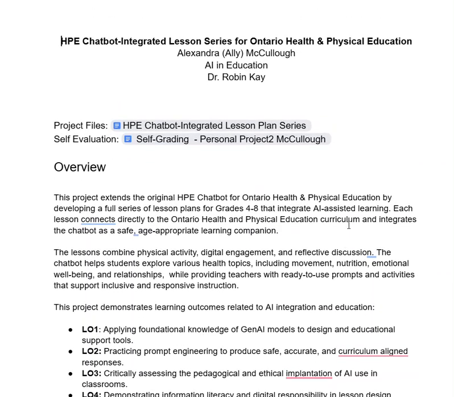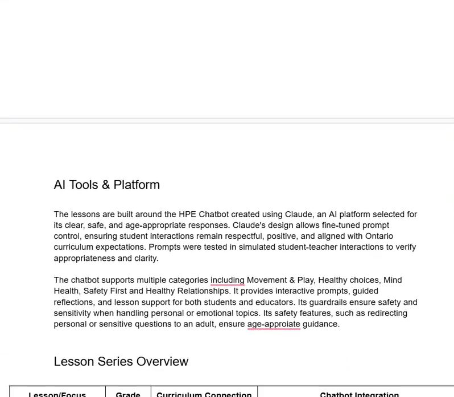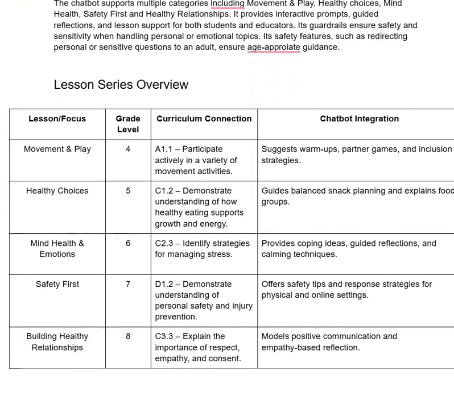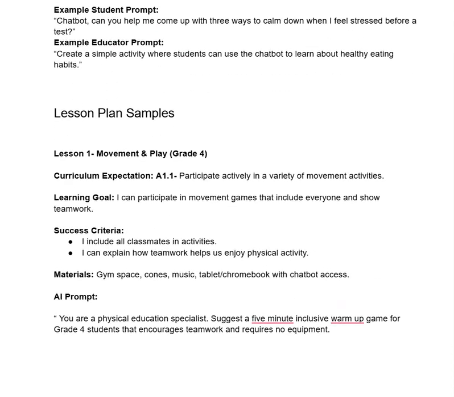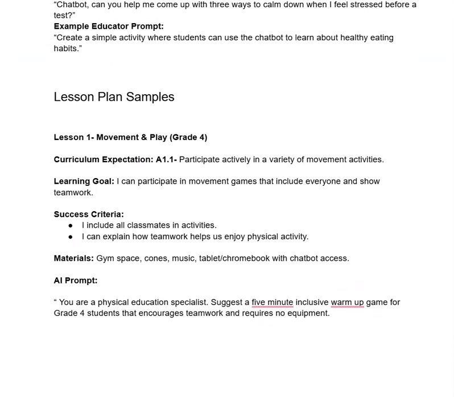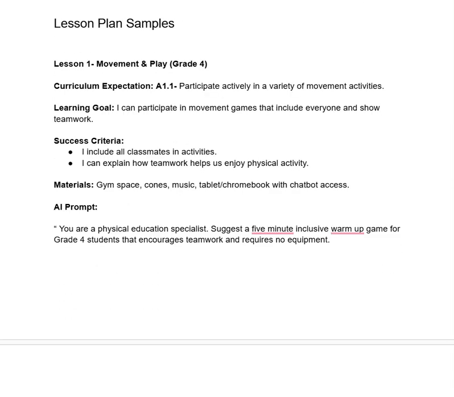And so this is an HPE chatbot integrated lesson plan series. You're developing a full series of lesson plans for grade 4 to 8. Okay, so I'm looking for those lesson plans, and here is the series. You've got this well organized. And then I guess here is the lesson plan sample.